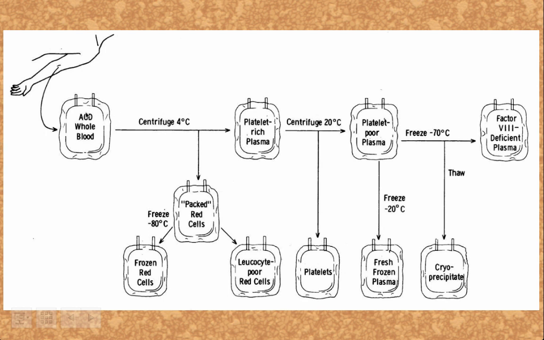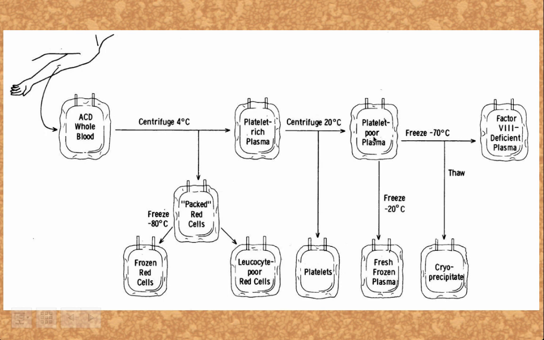Whole blood is collected from donors and preserved with ACD, which is an anticoagulant that binds the ionized calcium. That whole blood product is spun to separate the packed red blood cells and other red blood cell products from the plasma, which at this point is called platelet-rich plasma because there are still platelets in it. That platelet-rich plasma can then be spun to separate the platelet product from the platelet-poor plasma.